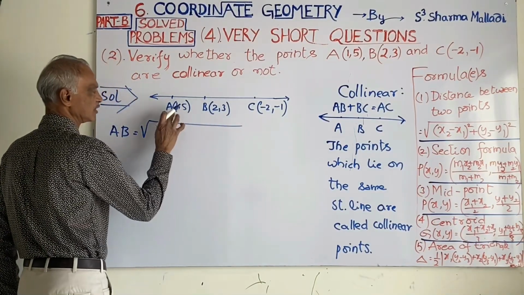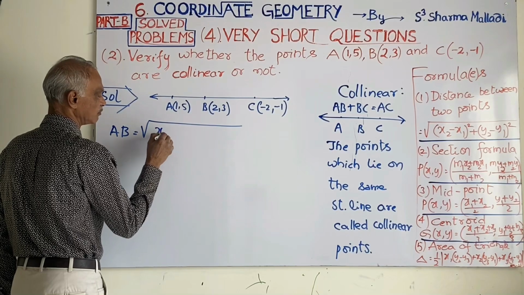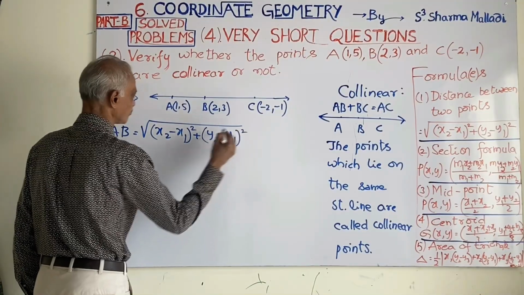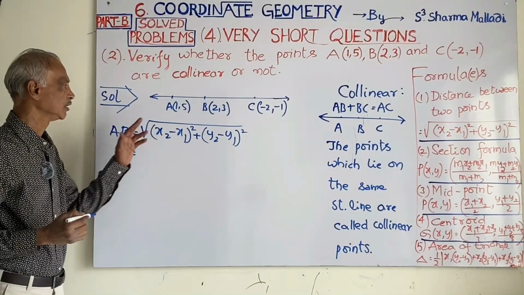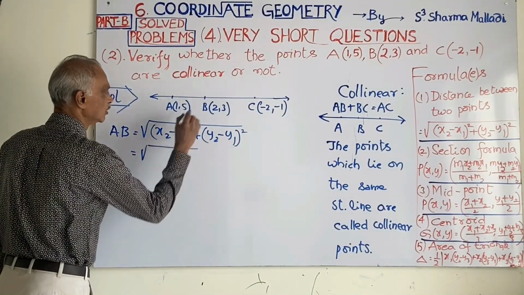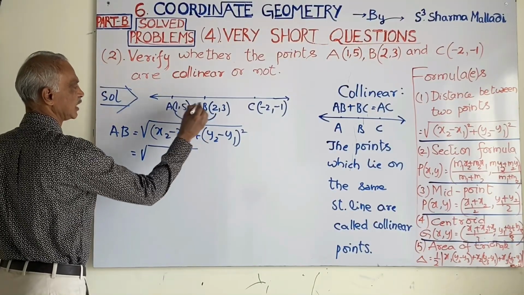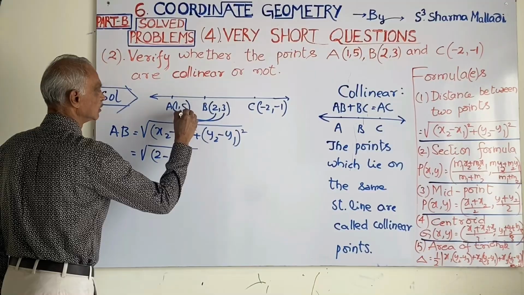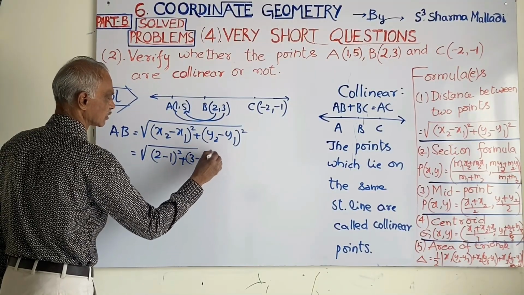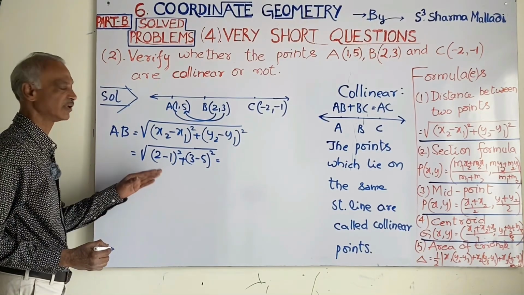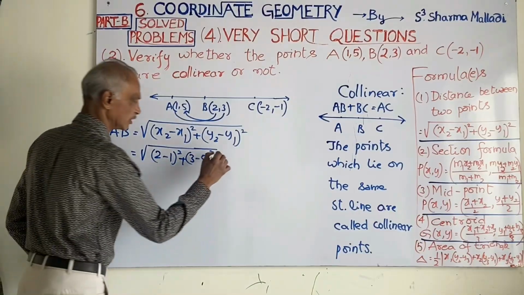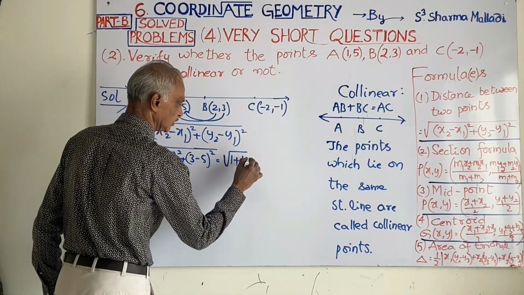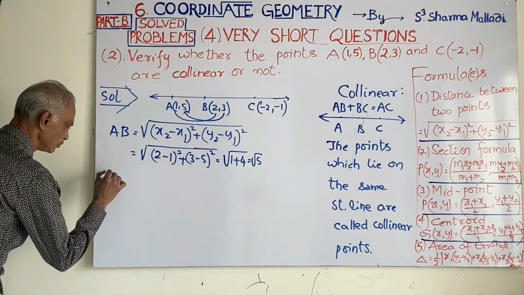The formula is the square root of (x2 minus x1) whole square plus (y2 minus y1) whole square, where the points are (x1, y1) and (x2, y2). First find the distance between A and B: square root of (2 minus 1) whole square plus (3 minus 5) whole square. 2 minus 1 is equal to 1, 1 square means 1 only. 3 minus 5 means minus 2, whole square means 4. 1 plus 4 is 5, so AB is root 5.